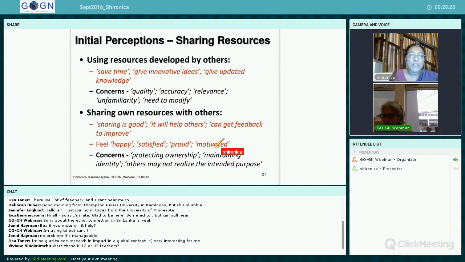So these are all secondary level teachers, that is from grade 6 to 11. Up to O level, teachers teaching in grade 6 to O level.